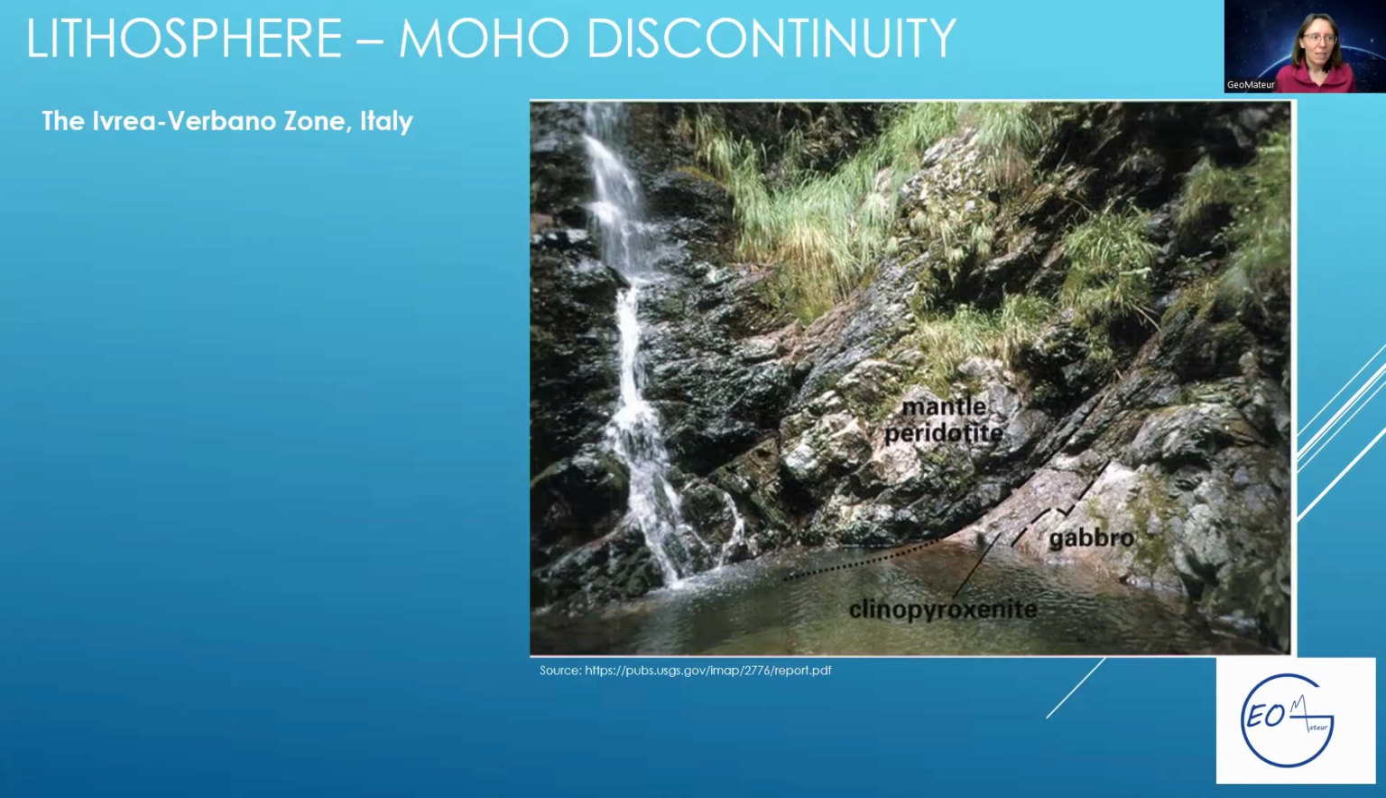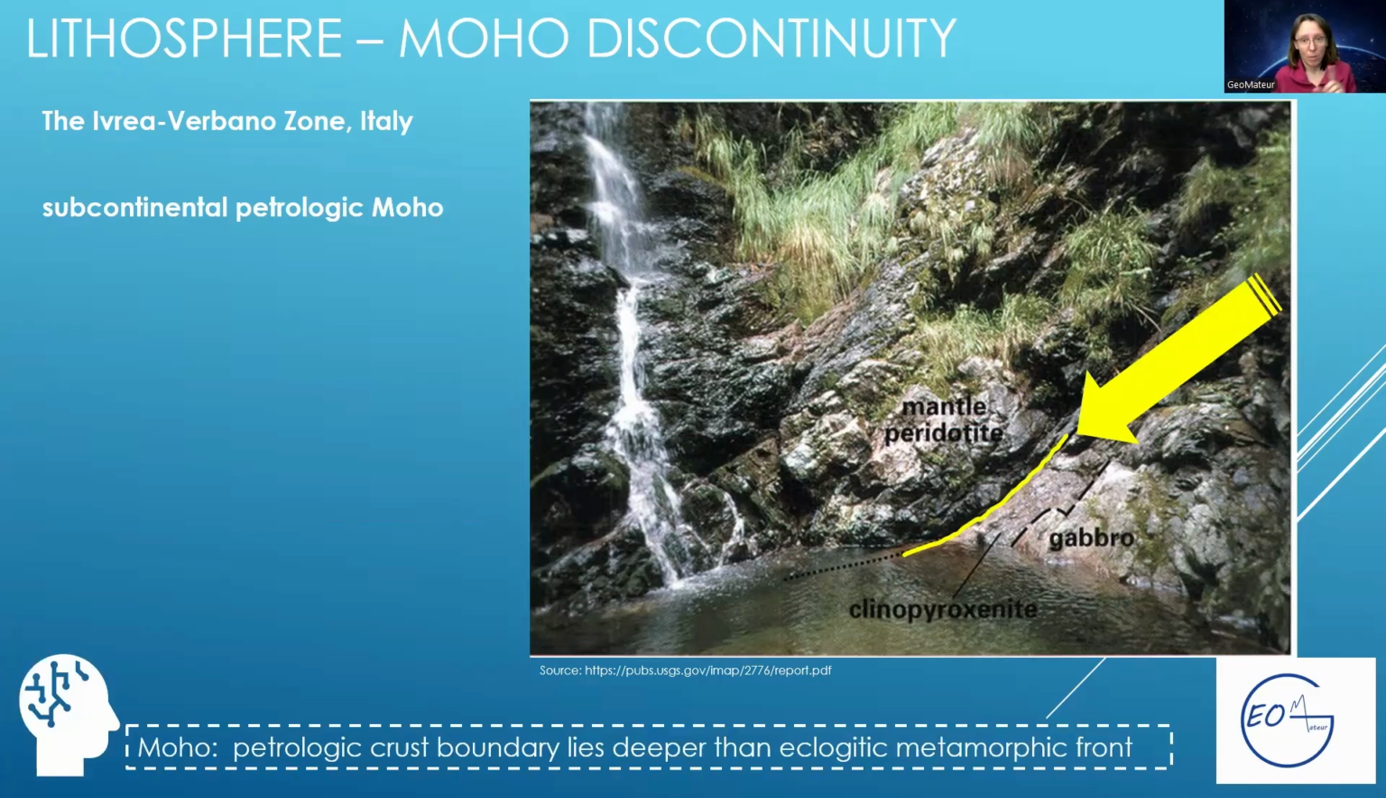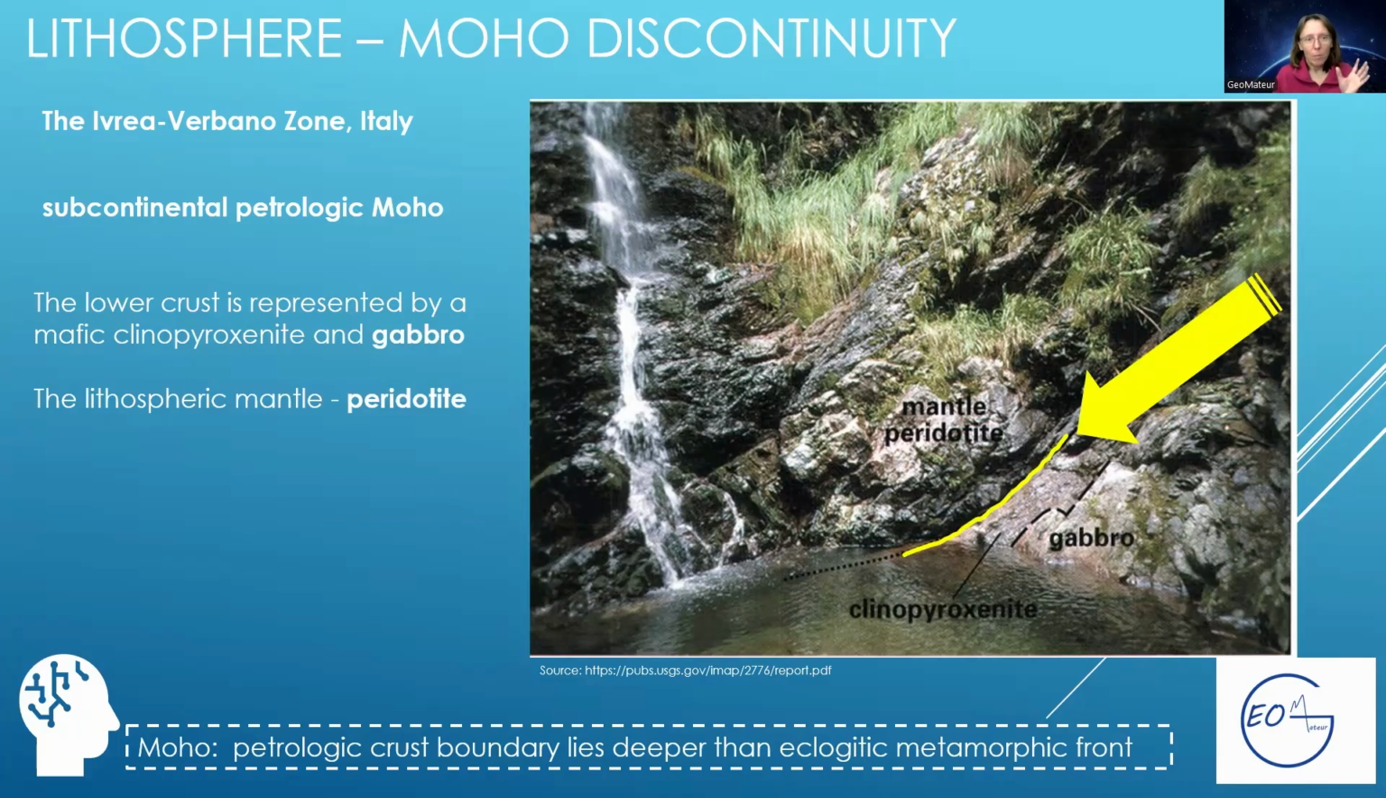Also, in Italy, the Ivrea-Verbano zone is known as a subcontinental petrologic Moho, that you remember, the petrologic crust boundary always lies deeper than the eclogitic metamorphic front, but the Moho discontinuity in this case is a border between gabbro and peridotite.